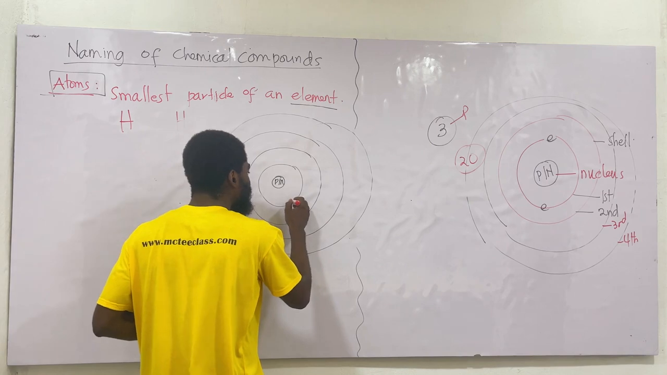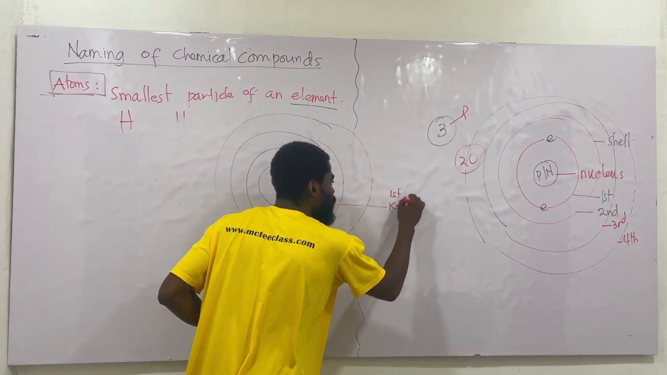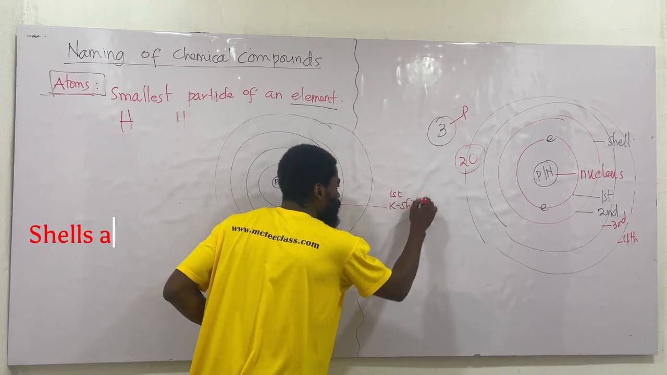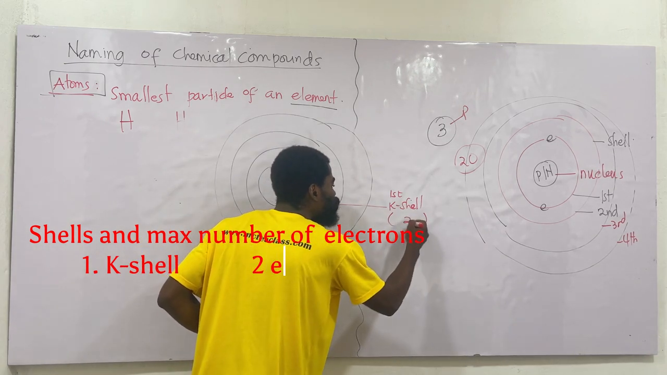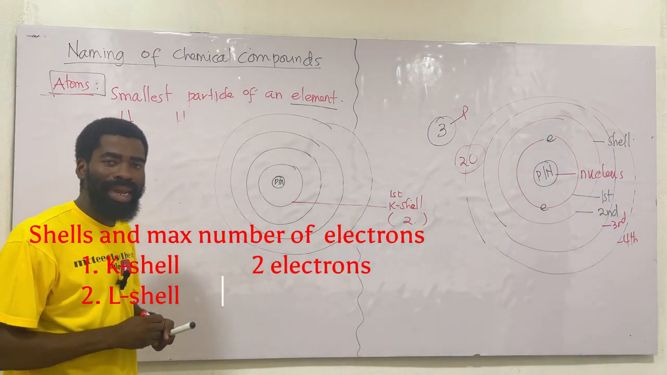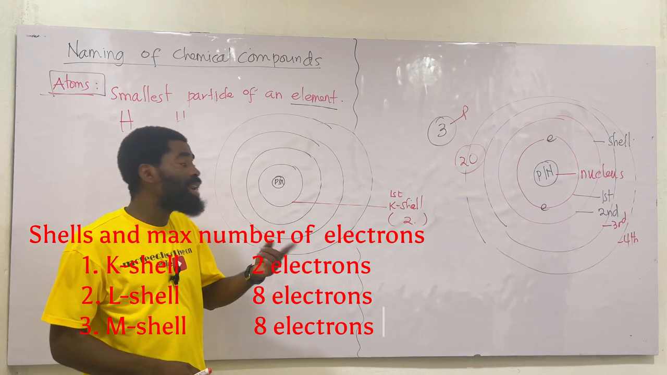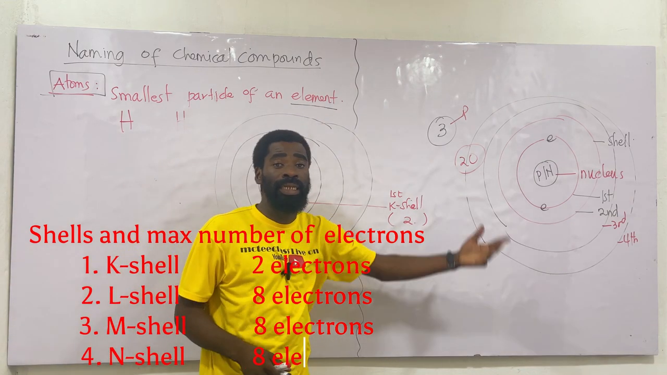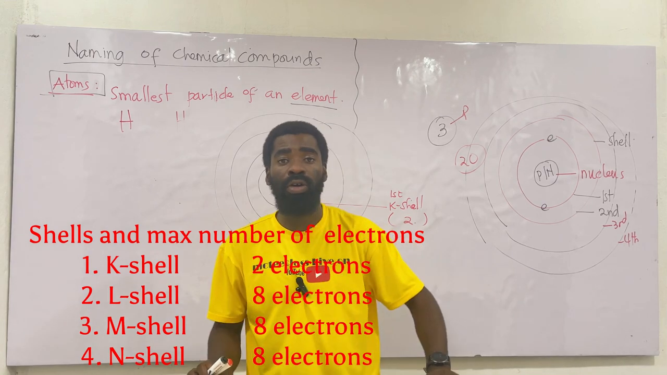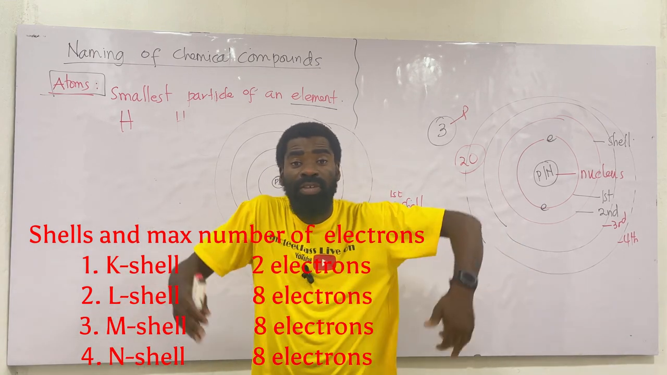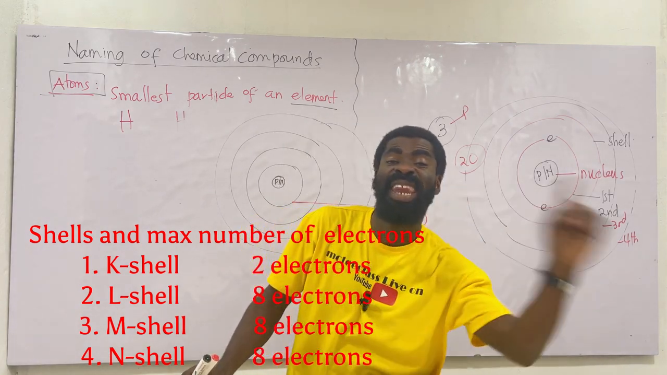Now, the first shell, which we call the K shell, can also be called an energy level or orbit. The K shell takes a maximum of 2 electrons. What do I mean by that? That means when I put 2 electrons on this, I can't go further. If there are more electrons, I have to place them in the next shell. The first shell, K, is satisfied with 2 electrons. Once you have 2 electrons, you can no longer take in any more, so anything must go to the next shell.